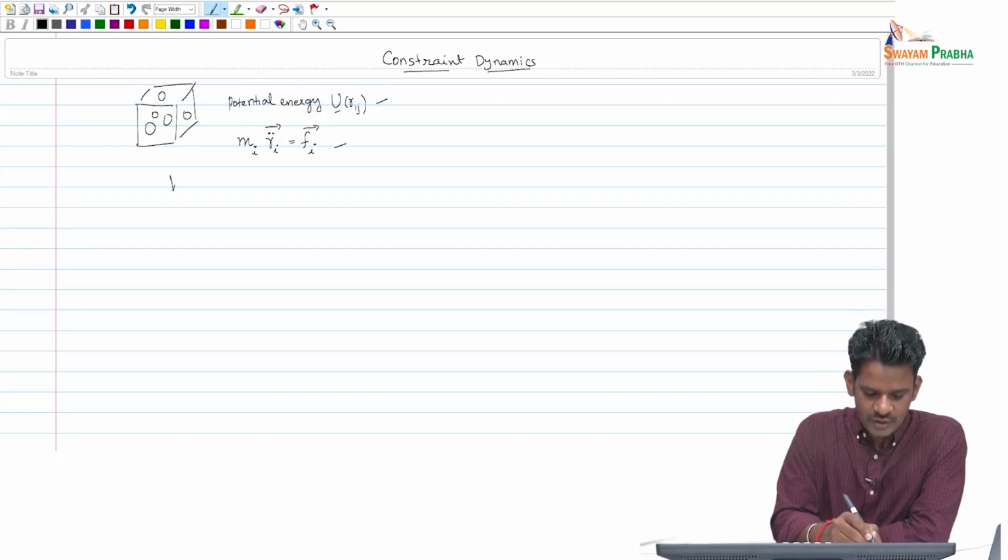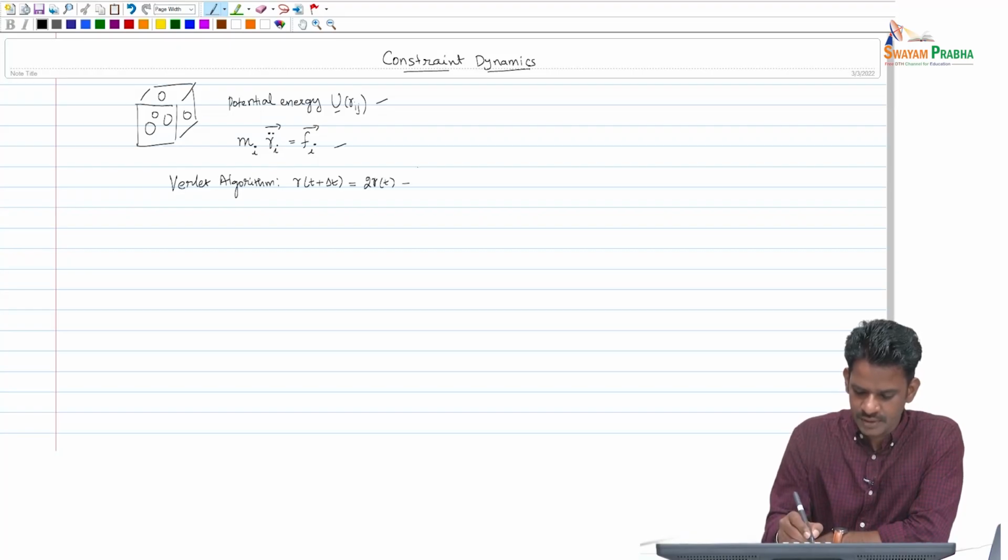For example, if you recall the Verlet algorithm, where the particle position is updated in time using the current position and the previous position and the acceleration.